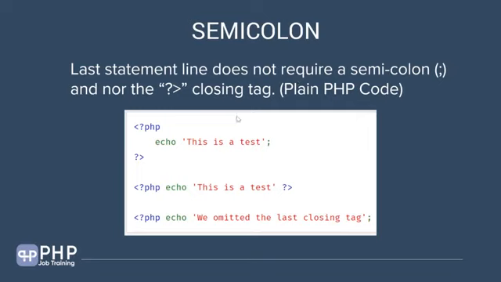Then with the semicolons, there are different combinations available. I want you to have a look at it. The first one has a semicolon, the second one doesn't have a semicolon, and the last one doesn't have the question mark greater than symbol. The reason behind this is that the last statement line does not require a semicolon, nor the question mark greater than closing tag. You don't need that closing tag if it's plain PHP code, meaning there is no other source code available on that page, so you can leave out the question mark and greater than symbol.